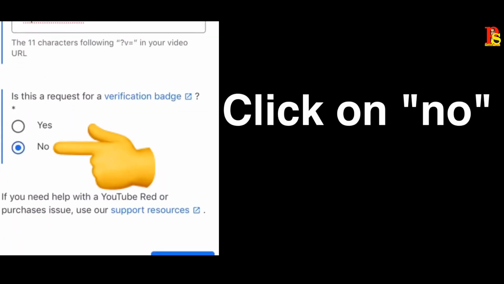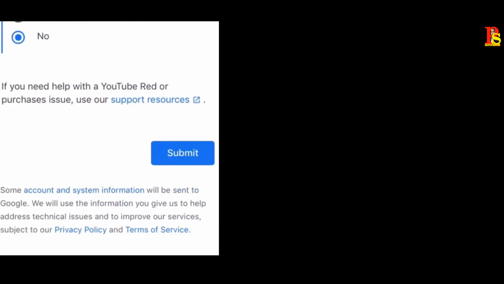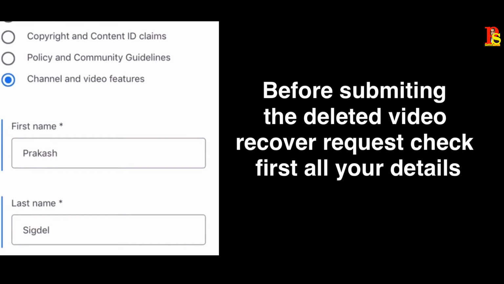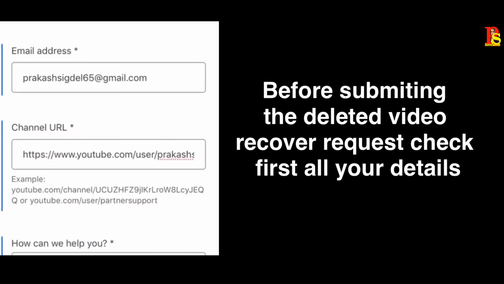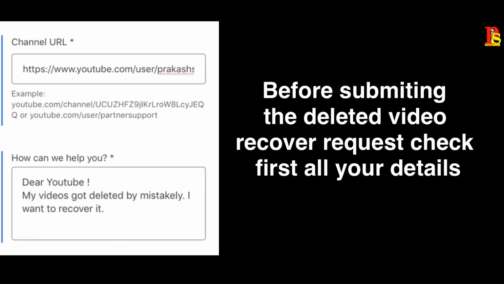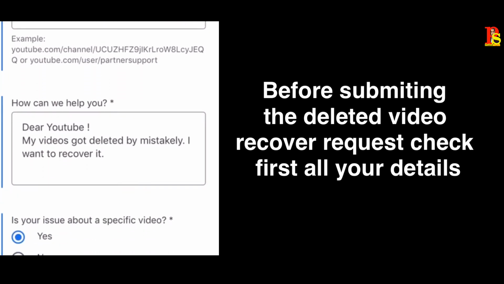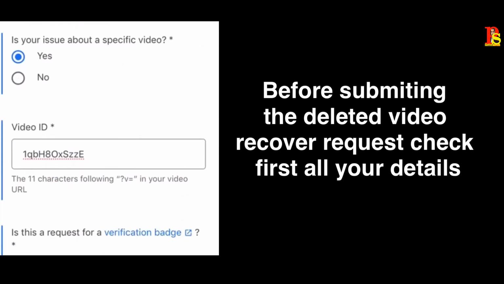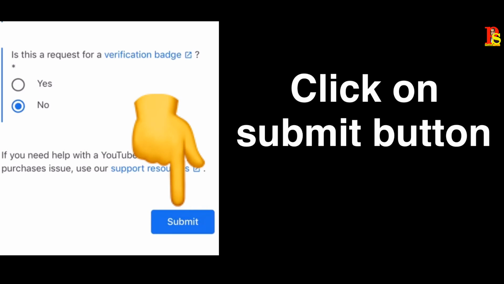Is this a request for a verification badge? No, we are not requesting the verification badge. And submit. We have almost finished now. Before submitting the request, check again. You select the channel and video feature, write your name, last name, your email address, your channel URL, and the message for YouTube. Dear YouTube, my video got deleted by mistake, I want to recover it. Is your issue about a specific video? Yes, and write the video ID. Is this a request for the verification badge? No, and submit it. So click on the submit button.